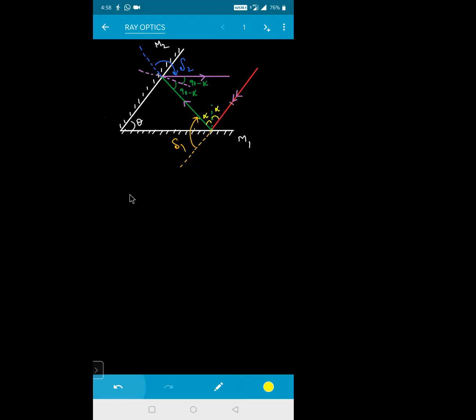So I can write now deviation tau 1 will be equal to 180 minus 2 times alpha. In the same way, tau 2 will be equal to 180 minus, this one is 90 minus alpha plus 90 minus alpha. So this is 180 minus 90 minus, this will become plus, this will become minus, and this one will become plus. Agreed? I'm opening the bracket.